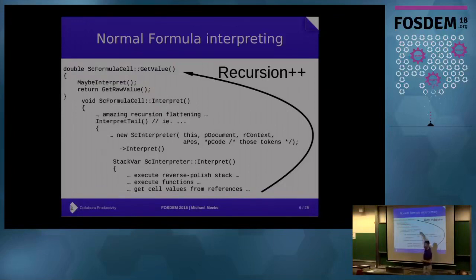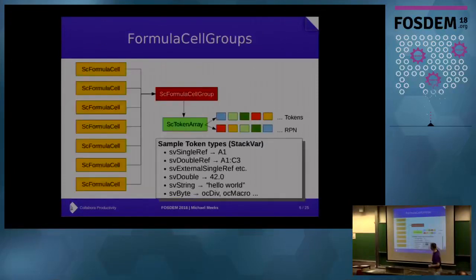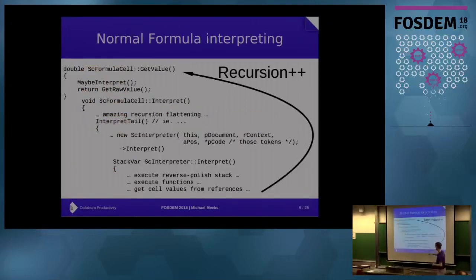And then there's an amazing recursion flattening thing here, which I'll talk about later. Eventually it ends up in a thing called interpret tail, and that creates an interpreter object on the heap. It passes the code in it, which is the token array, where it is in the document, all this other good stuff, and does interpret on it. Interpret then starts building this stack of reverse Polish tokens and executes those one by one. As part of that process, you recall that some of these tokens go get data out of the sheet somewhere else. Sometimes we recurse back up to here.